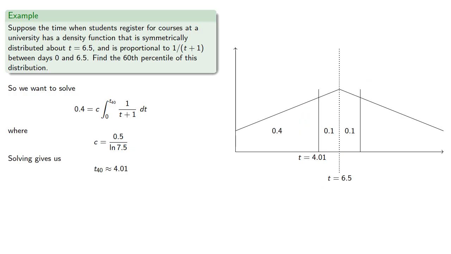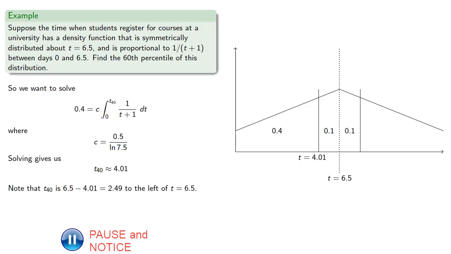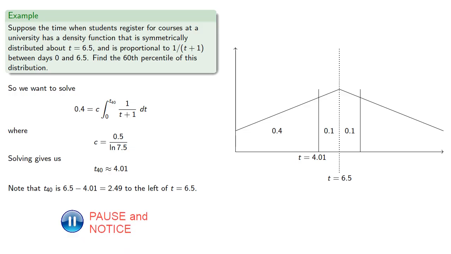Now here's why the graph is useful. Note that this 40th percentile is 2.49 units to the left of 6.5. But we want something that's the same distance to the right, and so that 60th percentile will be 2.49 units to the right of 6.5, or at 8.99.